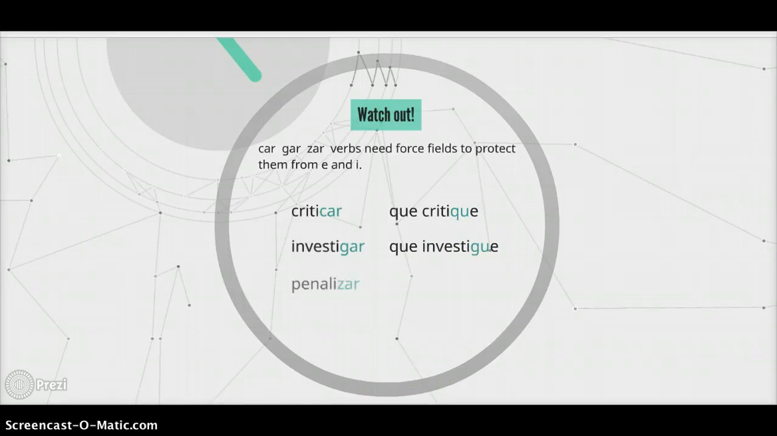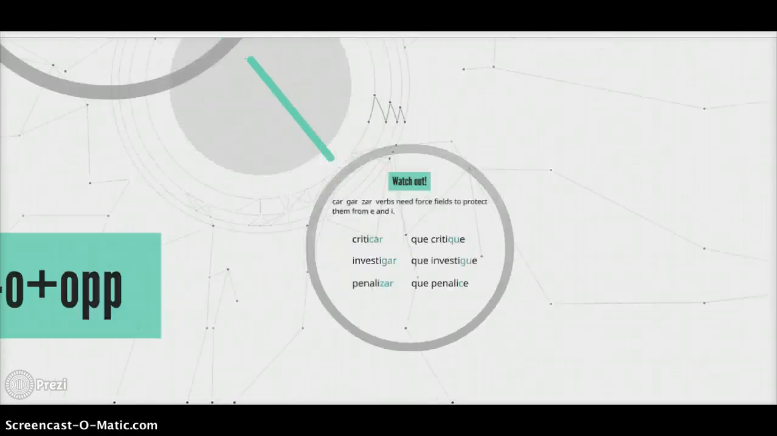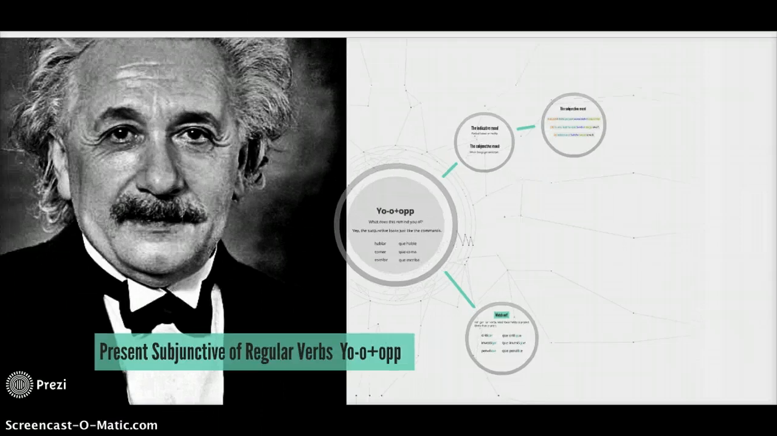And lastly, if you have penalizar, a zar verb, you need to protect the Z from the E who wants to kill her. So she sends her cousin the C into the word instead to take her place. And it turns into this, que penalice. So watch out for verbs that end with car, gar, and zar, and place the appropriate force field to protect the sound that was present in the infinitive. K, g, s. Okay?